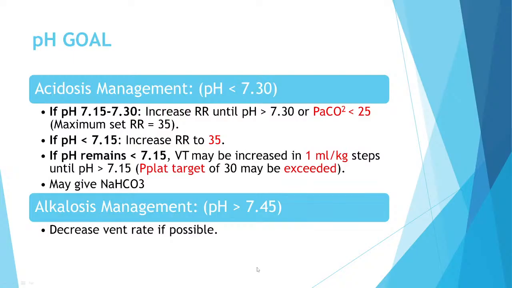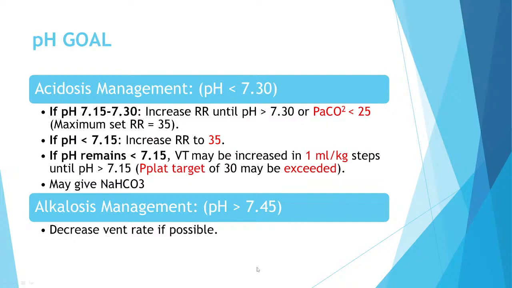So pH का दो cutoffs दिया है, 7.3 and 7.15. 7.15 to 7.3, it's still safe. So what will we do? We'll gradually increase the respiratory rate until the pH is more than 7.3 or the PaCO2 is less than 25, keeping in mind maximum RR is 35. If the pH is less than 7.15, you don't have to go to an incremental increase. Just keep it at 35.